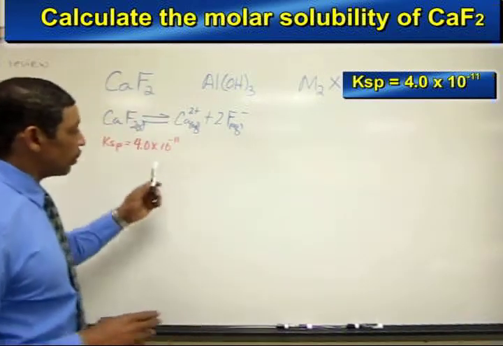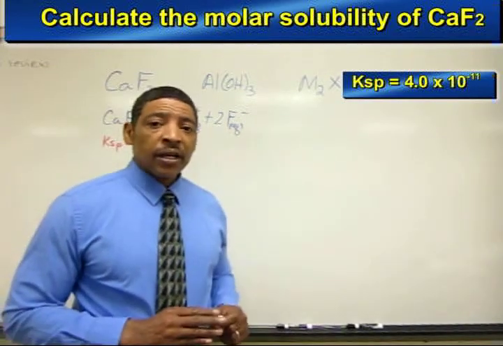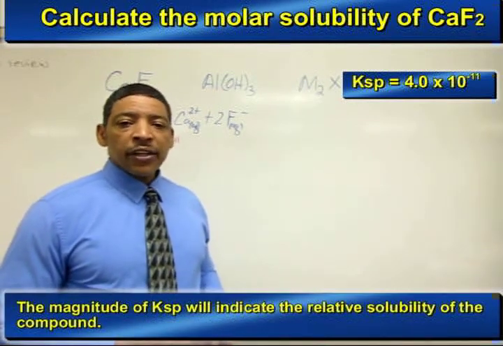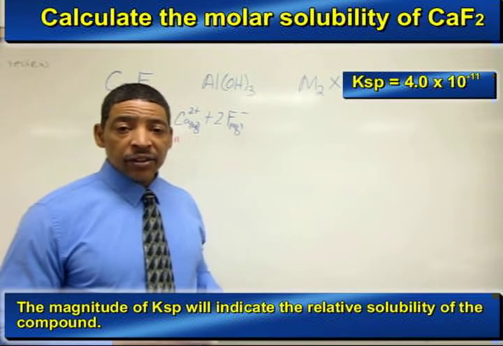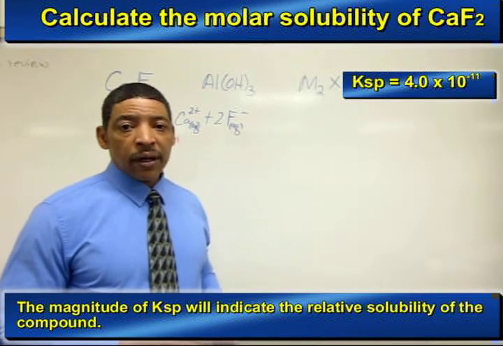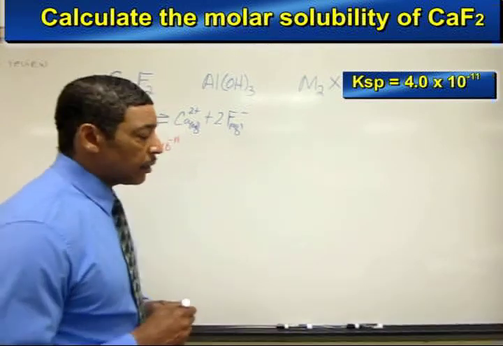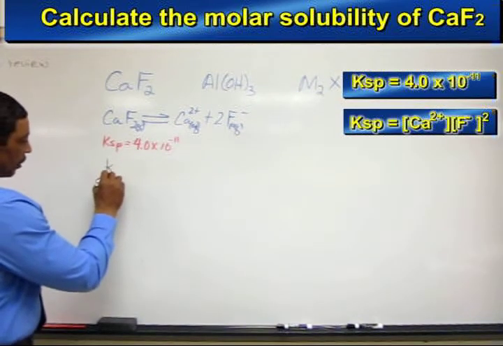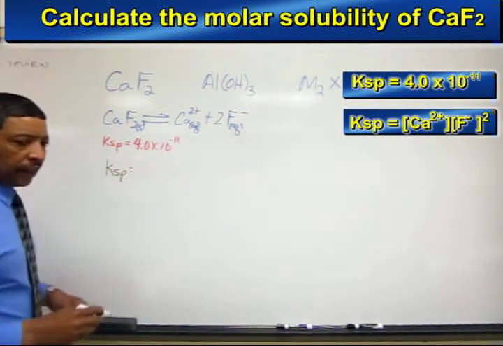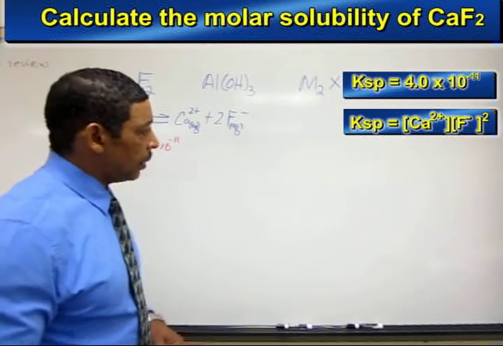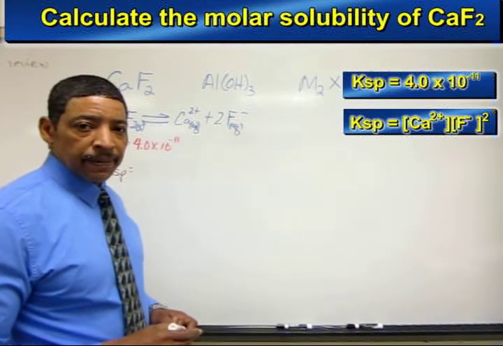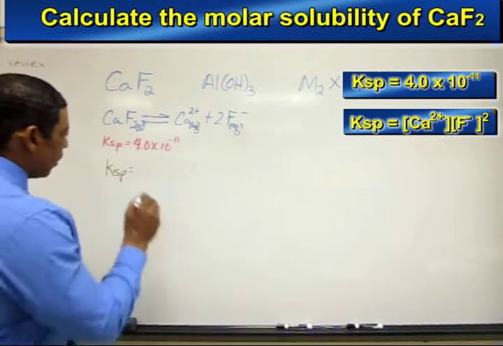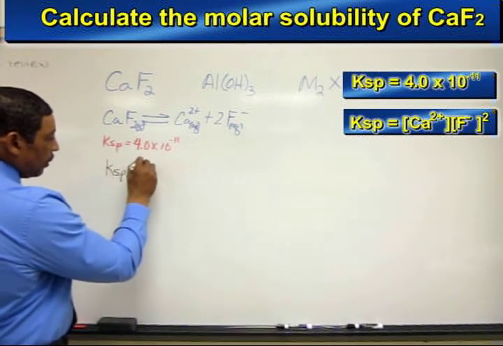However, looking at the exponent, you see that such a small exponent will indicate that very little of this compound will dissolve. To determine exactly how much of the compound will actually dissolve in 1 liter of water at 25 degrees Celsius, simply begin by writing a Ksp expression. A Ksp expression will reflect the stoichiometric relationship between the ions found in solution.